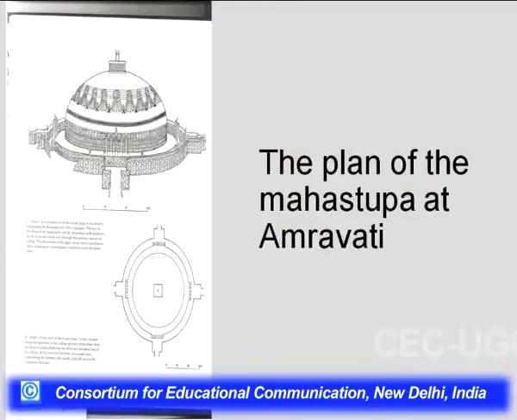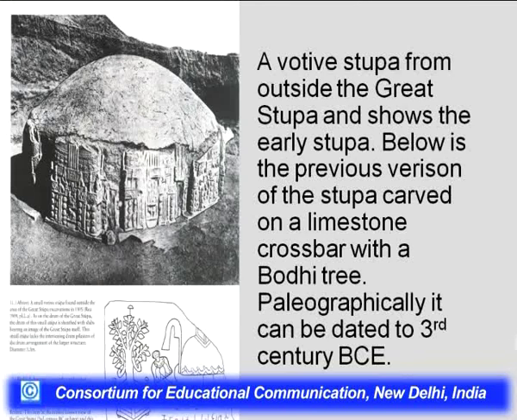On plan, you can see here that there is a pradakshina, and instead of the toranas you have ayaka pillars or auspicious pillars, and on the drum of the dome there are sculptural panels. Okay.